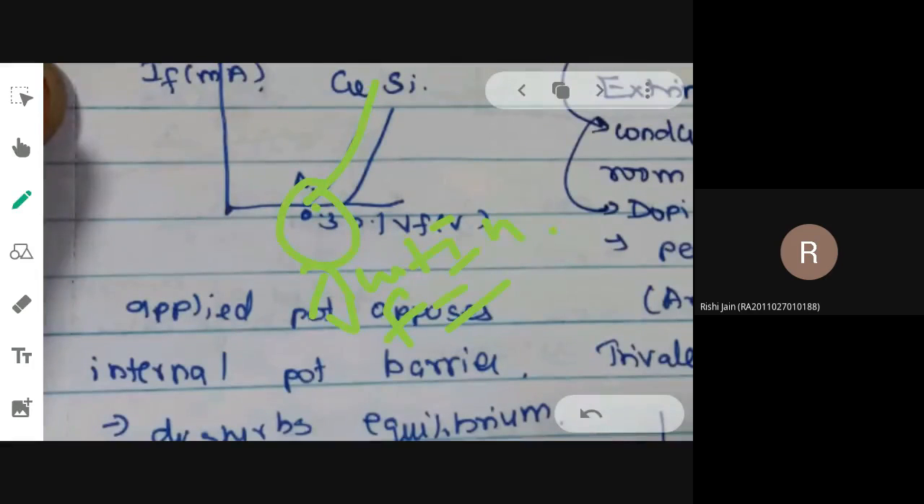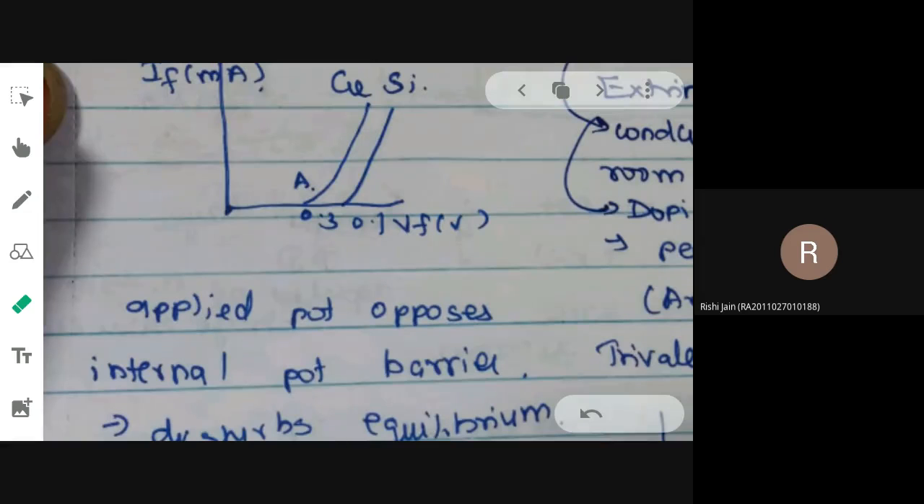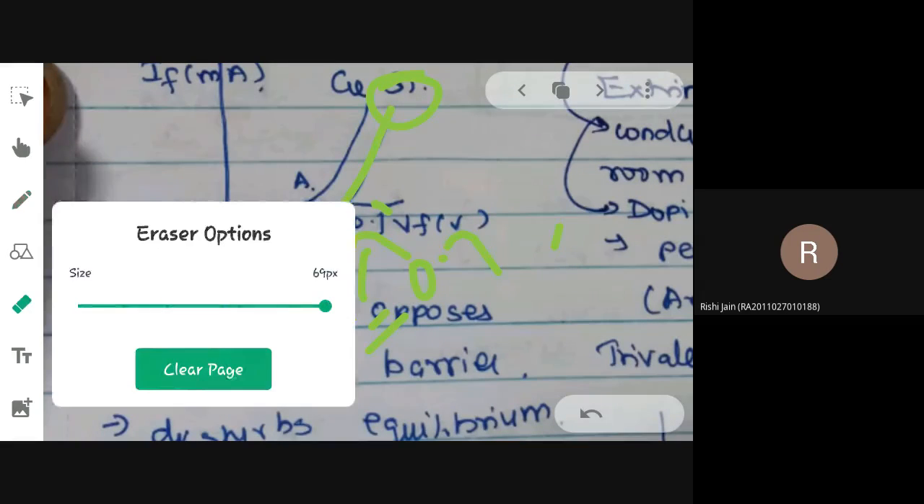But for silicon, what is the cut-in value? That was for the germanium diode. What about the cut-in value for silicon? That is 0.7. So this is the cut-in value. When Vf becomes equal to 0.7, that time it will start to conduct.